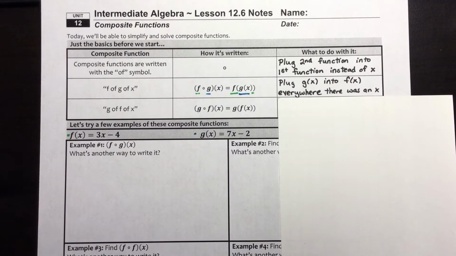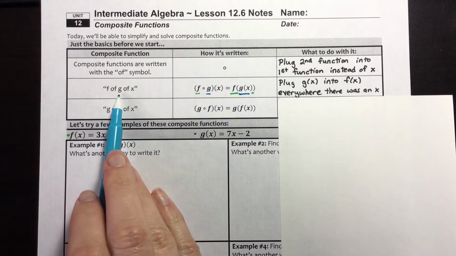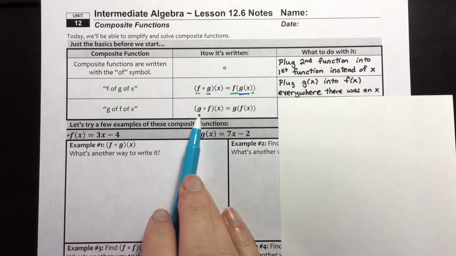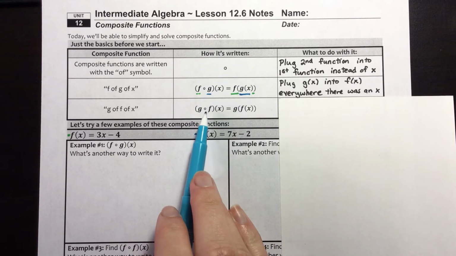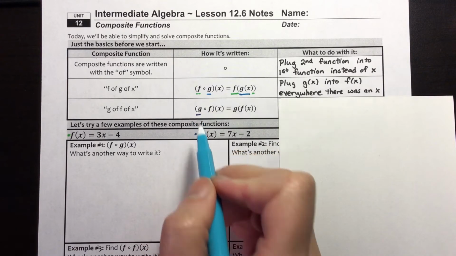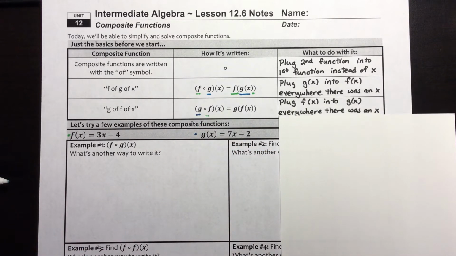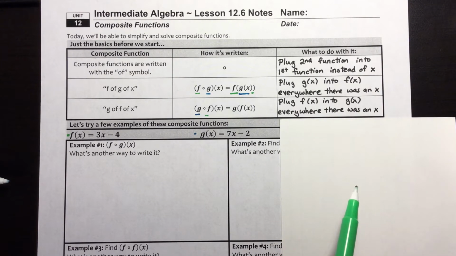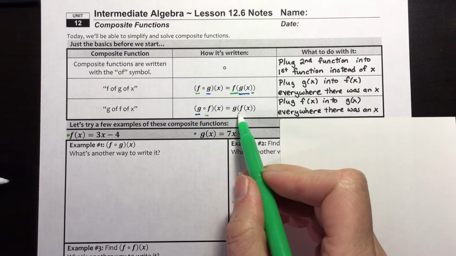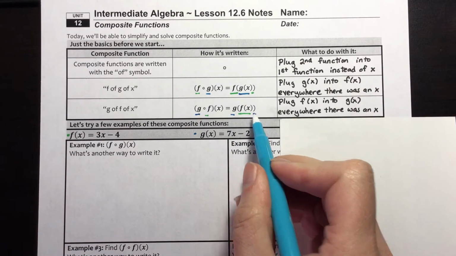The next type of function is g of f of x. So notice that's just the opposite order of what we had before. Instead of f of g, we have g of f. So f, which is your second function, gets put into g of x everywhere there was an x. So f is now the inside function, and g is the outside function.